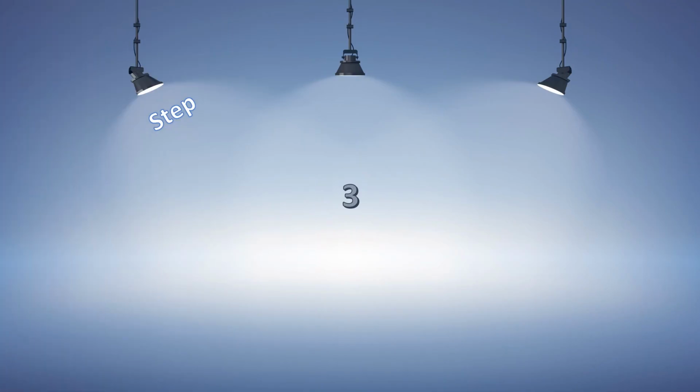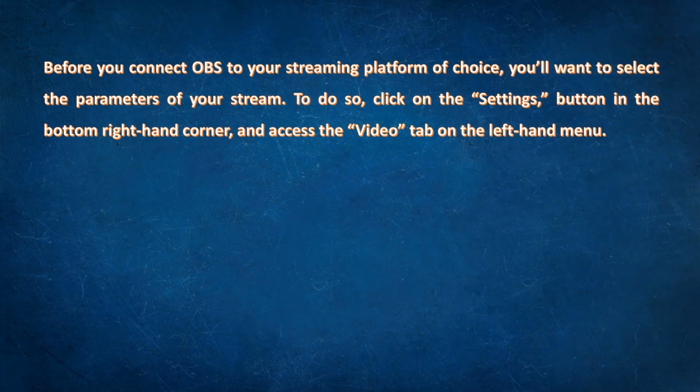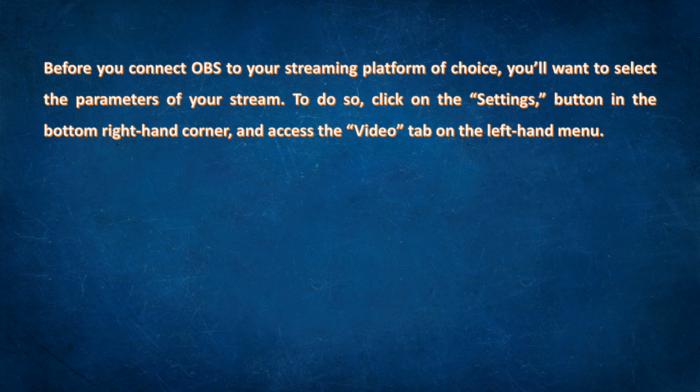Step 3. Before you connect OBS to your streaming platform of choice, you'll want to select the parameters of your stream. To do so, click on the Settings button in the bottom right-hand corner, and access the Video tab on the left-hand menu.